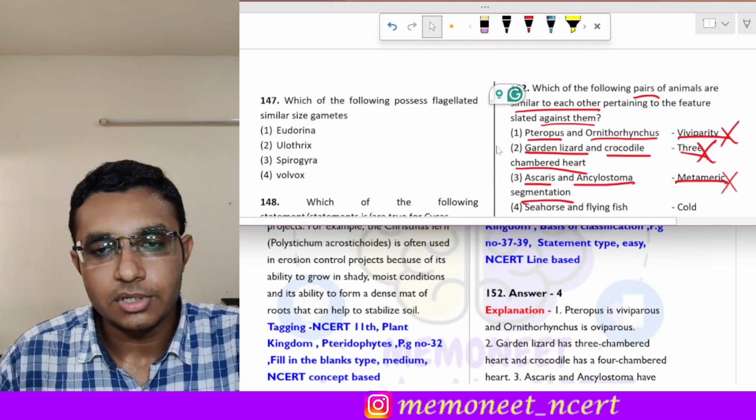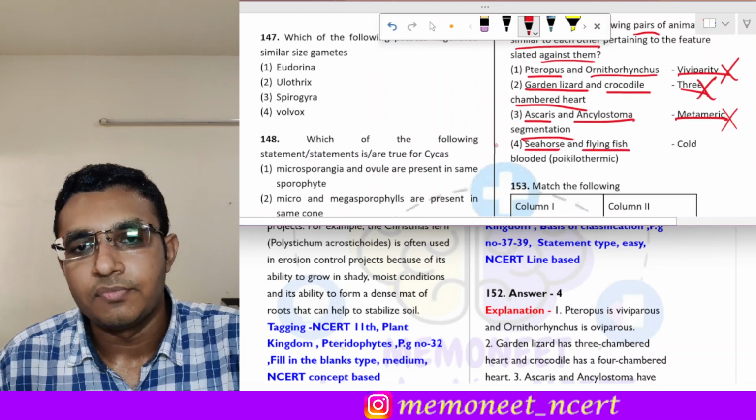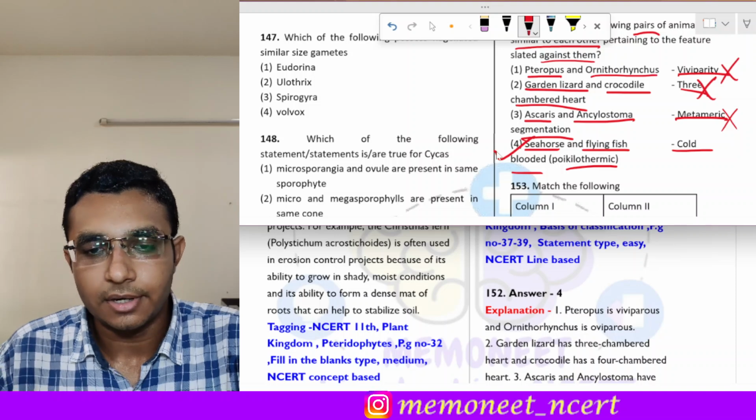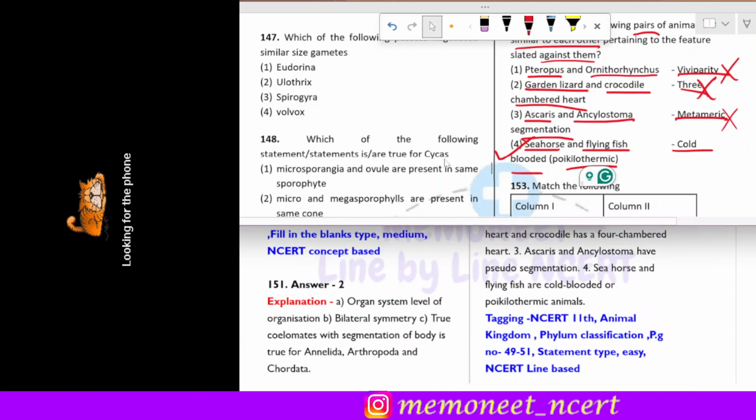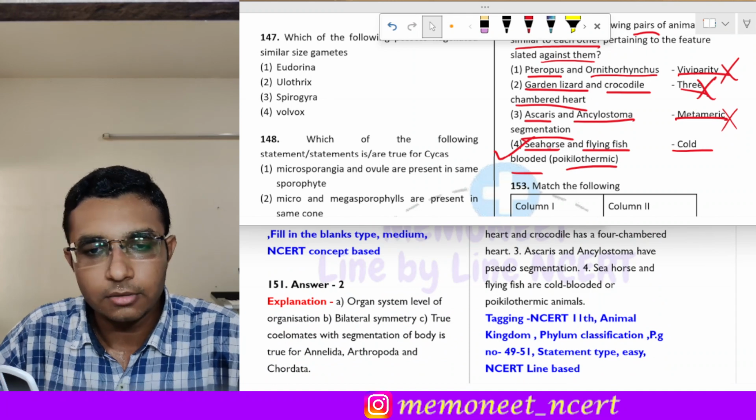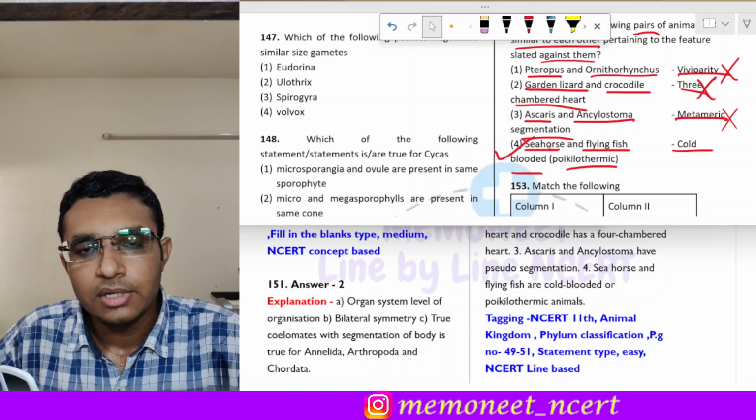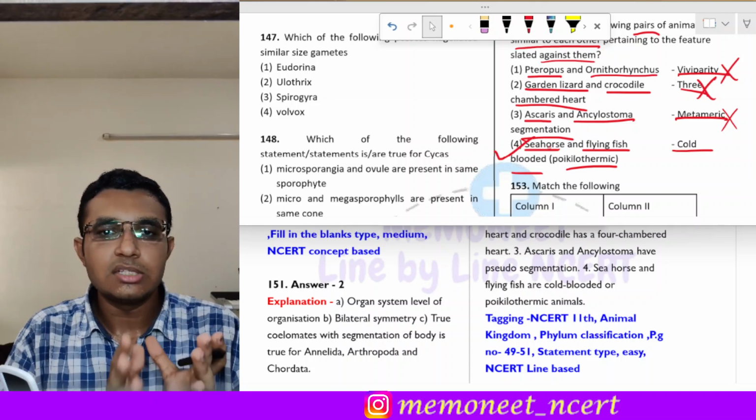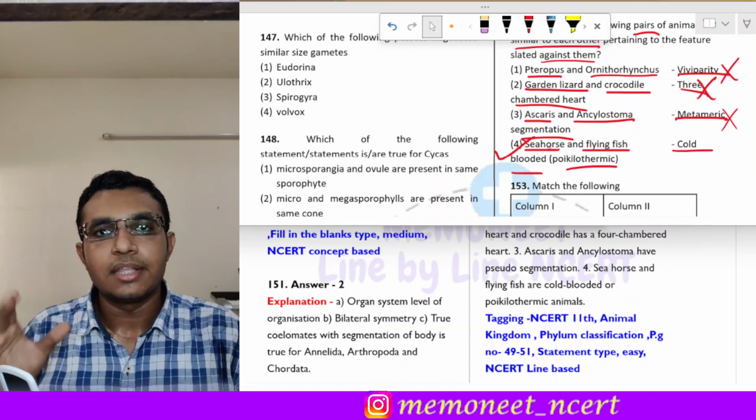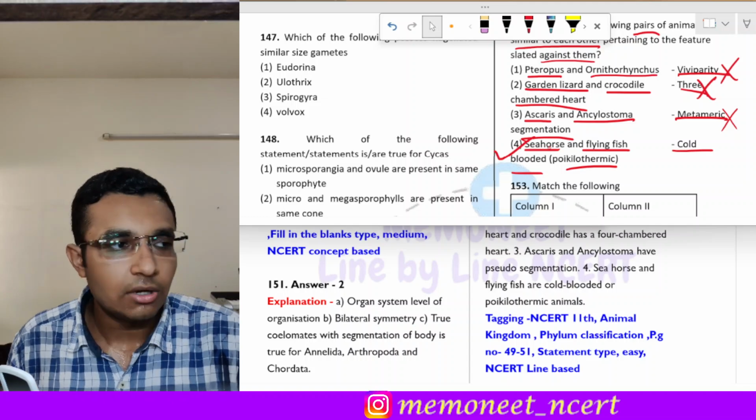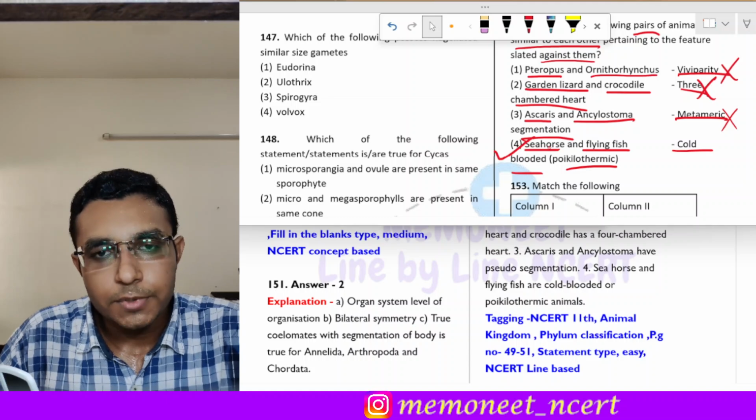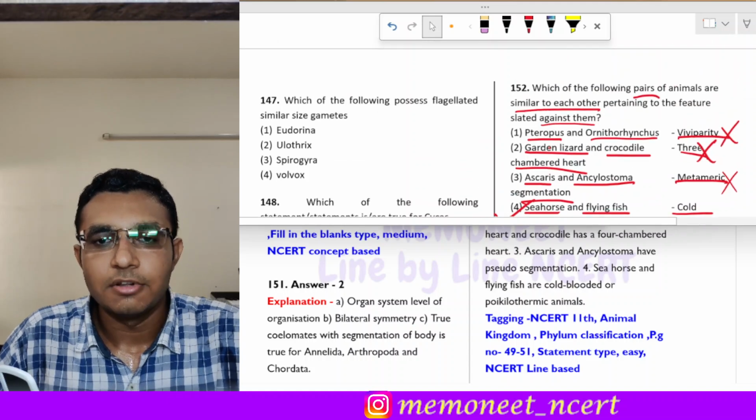The fourth option is seahorse and flying fish. They are cold-blooded or poikilothermic animals. So yes, this option is correct. Okay, why? Because seahorse and flying fish are cold-blooded or poikilothermic animals. Okay, so see, poikilothermic animals means cold-blooded. Their body temperature changes with the environment, and warm-blooded animals, their body temperature remains constant. So seahorse and flying fish are an example of poikilothermic animals. So the fourth option is correct. Okay, so here the correct answer will be option 4.